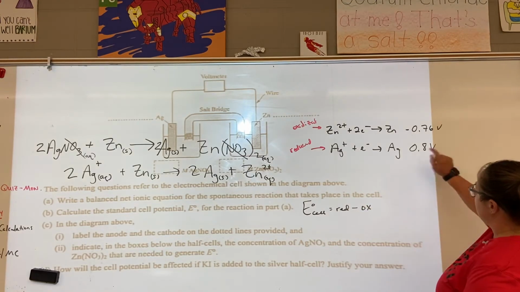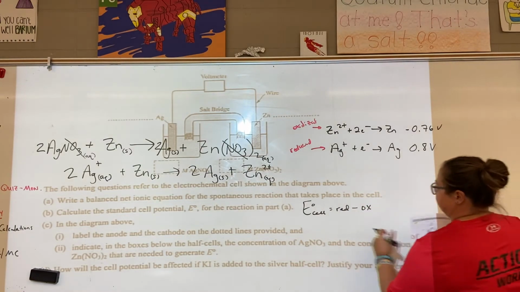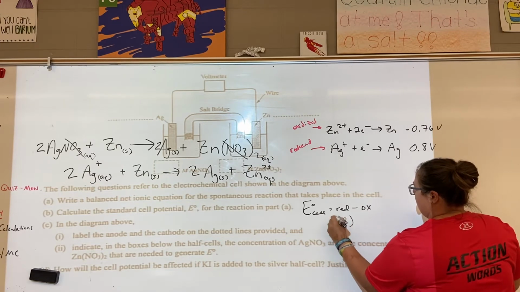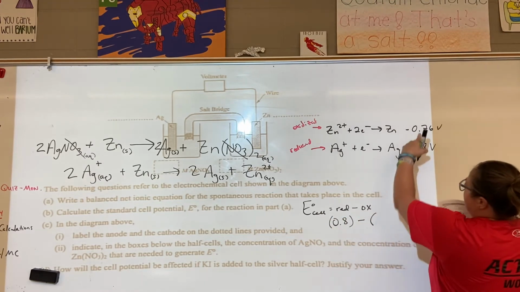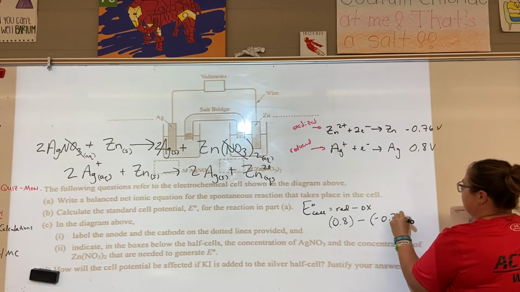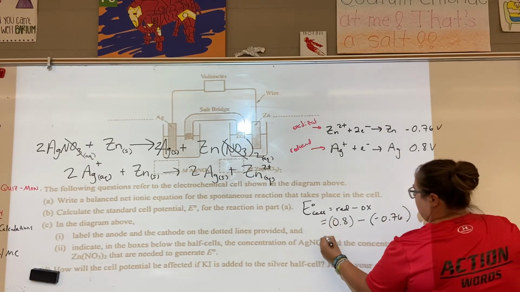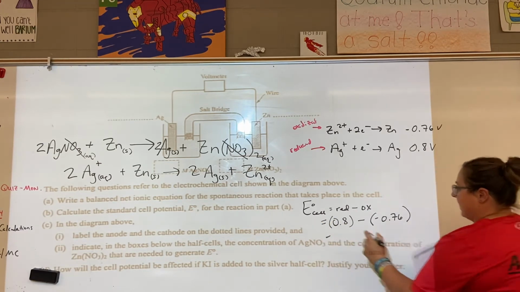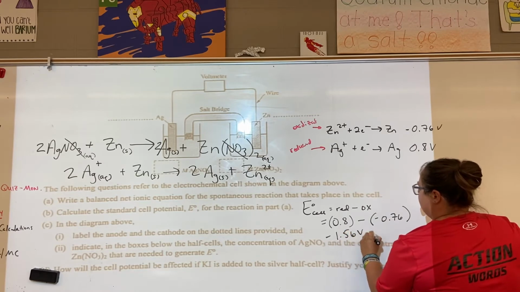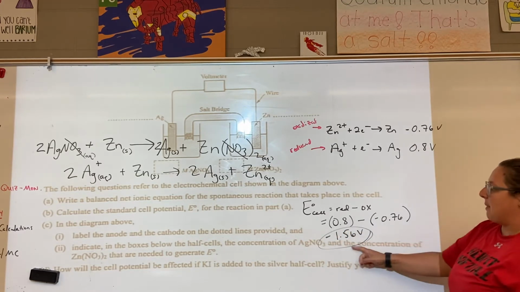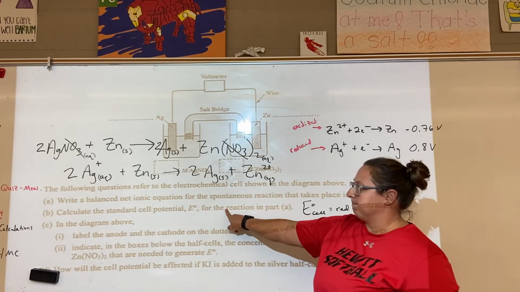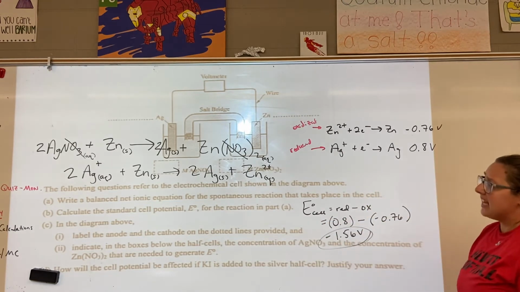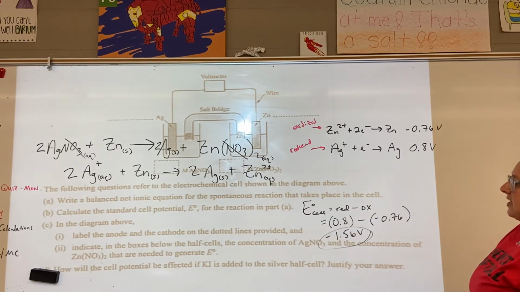So I take my reduced value, which is 0.8, minus oxidized, which is negative 0.76, and that gives me my answer of 1.56 volts. So that is my answer for part B. Now, for the next one, it wants us to label the anode and the cathode on the dotted lines provided.